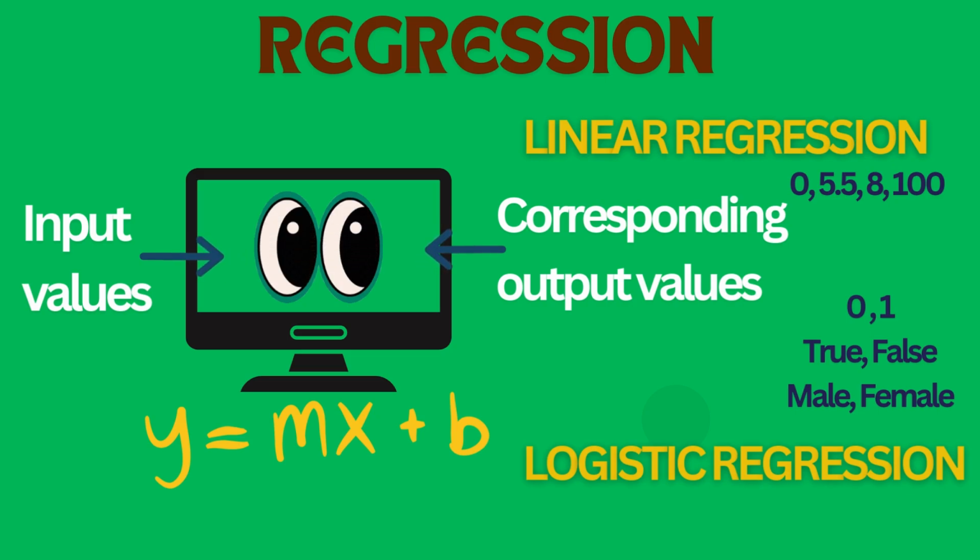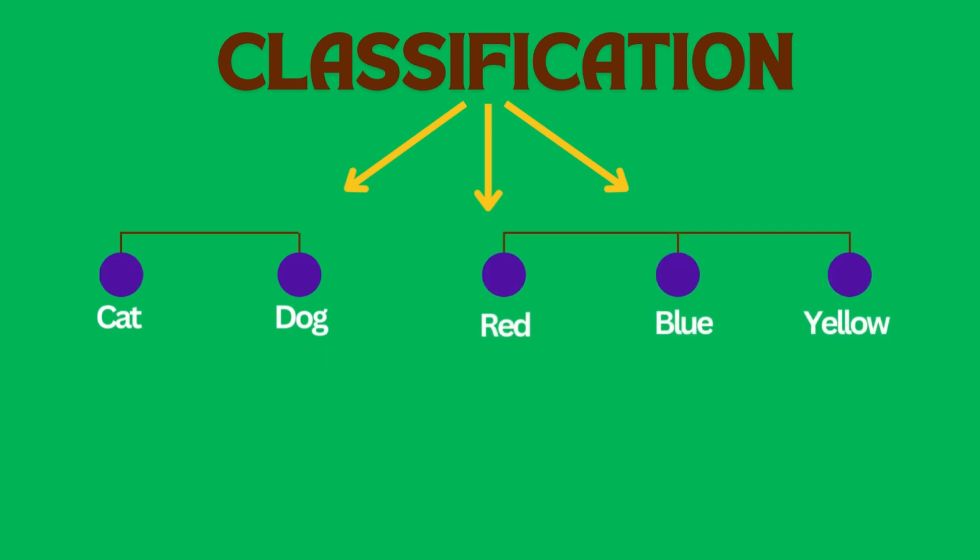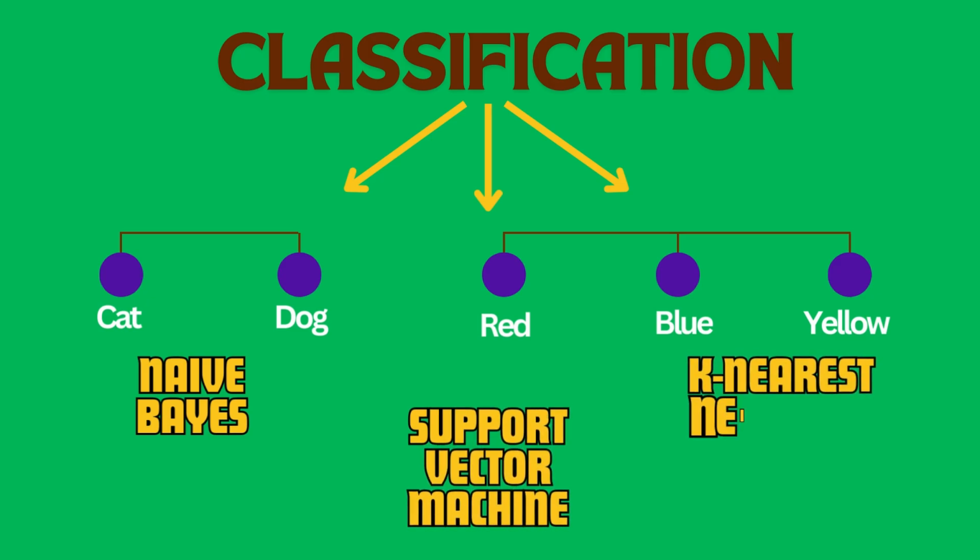The next algorithm is classification. As the name suggests, classification is where data is divided into different categories or classes. Now, these classes are already defined by the user. And it can have two classes like cat and dog or multiple ones like red, blue, and yellow. So, for classification, different tools are used like naive Bayes, support vector machine, k nearest neighbors, etc.